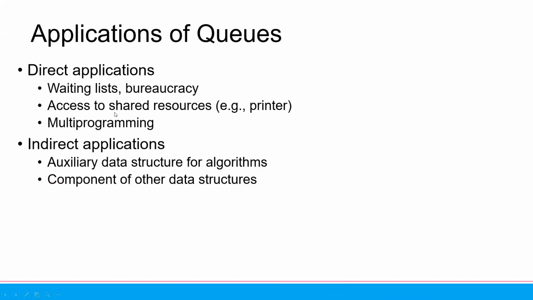Or if you access shared resources like a printer. In our room 203, we have the printer. Let's say the computers in our room want to connect to the printer and everyone wants to print, then it can also be a queue. And multiple programming. If you are dealing with distributed computing or parallel computing, then there will be some kind of queue application there. In indirect applications, we can use the queue as an auxiliary data structure, and it can be a component for other data structures.